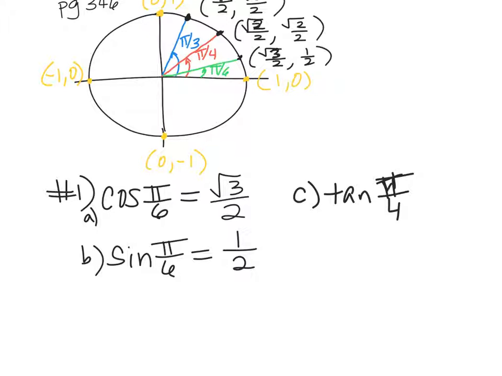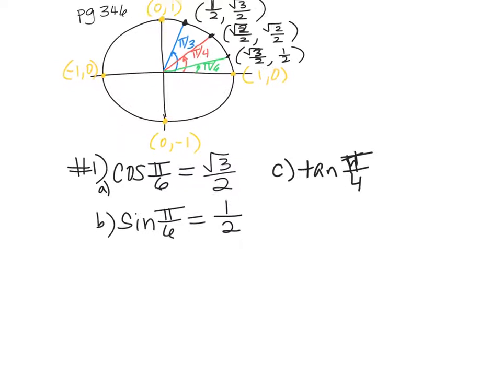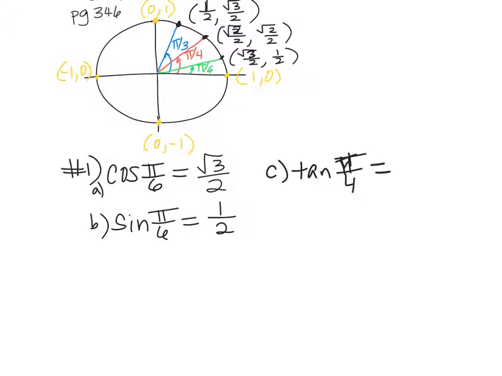The tangent of pi over 4. Sorry, I messed up that pi. Now, what is tangent again? Tangent is y over x. So you're going to take the y value at pi over 4 divided by the x value at pi over 4.